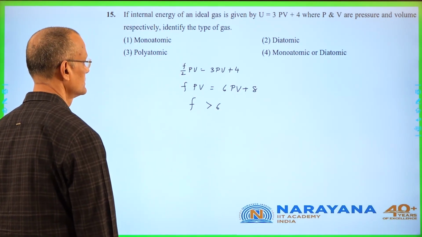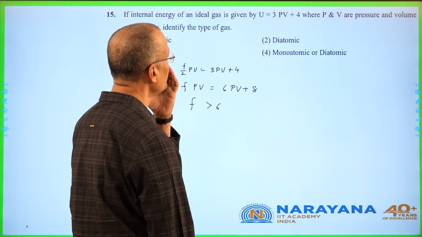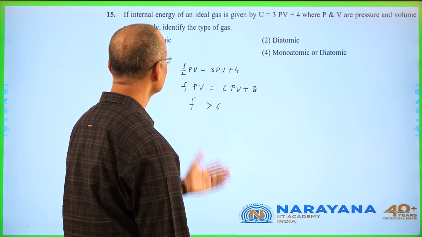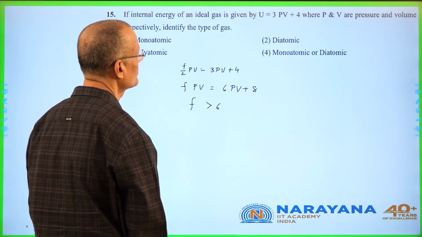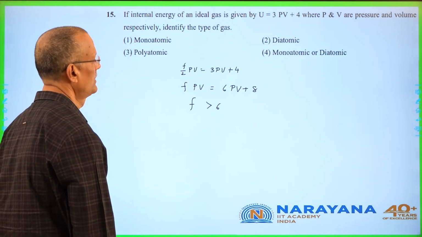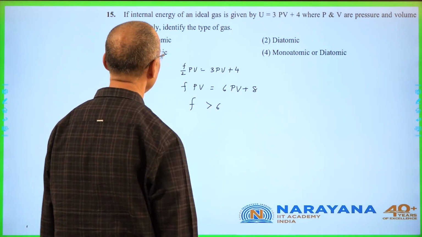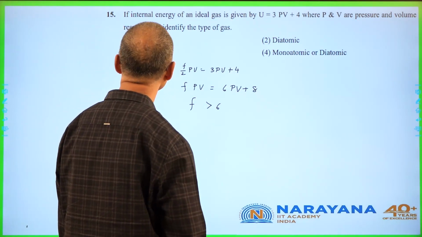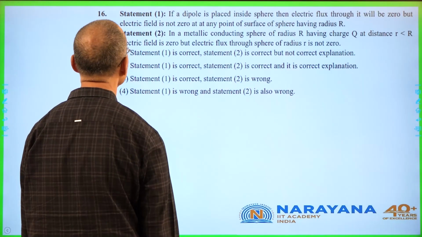Am I right? No. If you take the value of F, they have given you U equal to 3 Pb plus 4. If I am going for F by 2, Pv equal to 3 Pb by 4, the value of F is greater than 6. My gas will not be monatomic (3) or diatomic (5); it is more than 6, so your gas will be polyatomic. Clear to you? This is number 15. Let us move to question number 16.